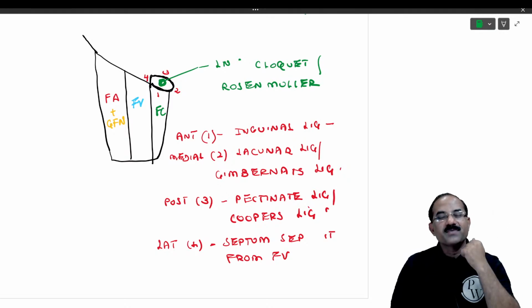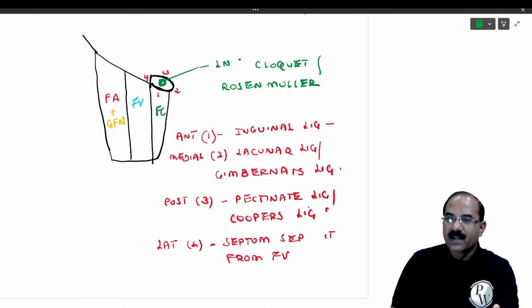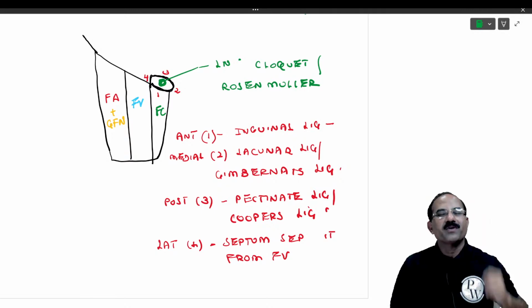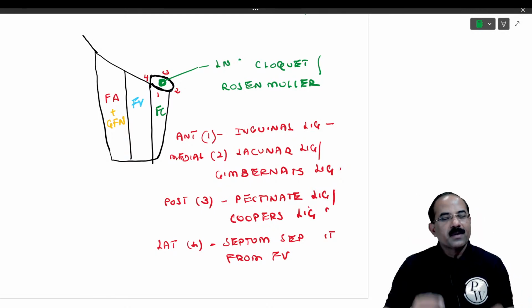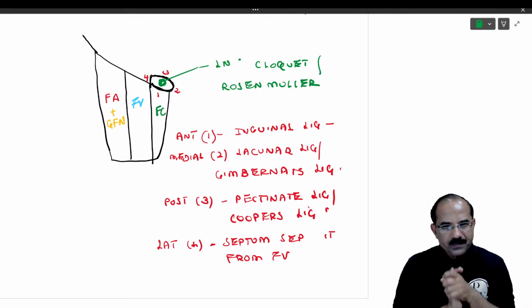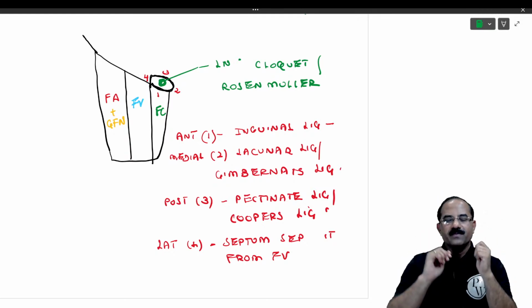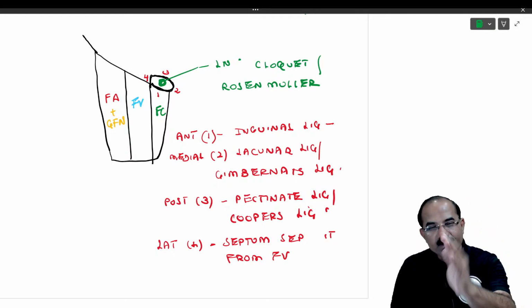It drains the glans penis and the glans clitoris. This is the second very important MCQ, children, remember. If an MCQ asks that the penis or the clitoris drains into, tell me, children, your answer is going to be the superficial inguinal lymph nodes.